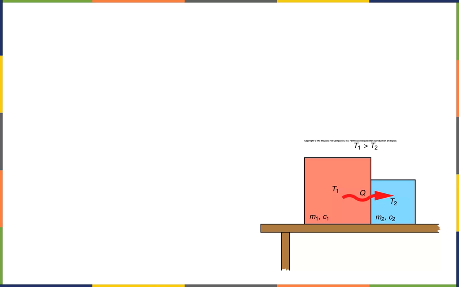So here we have two things in thermal contact, and it shows an arrow with Q. Q is our symbol for heat. So Q equals heat. Heat is flowing from this object to this object. What does that tell you about the two objects? Okay, they're not in thermal equilibrium, which means they're not the same temperature. And which one is hotter?